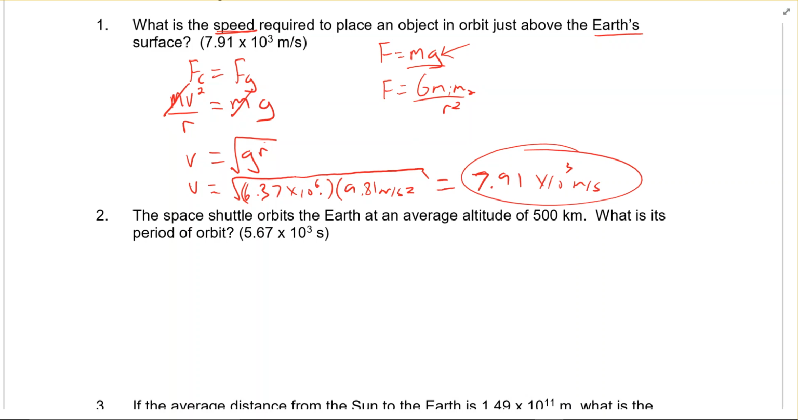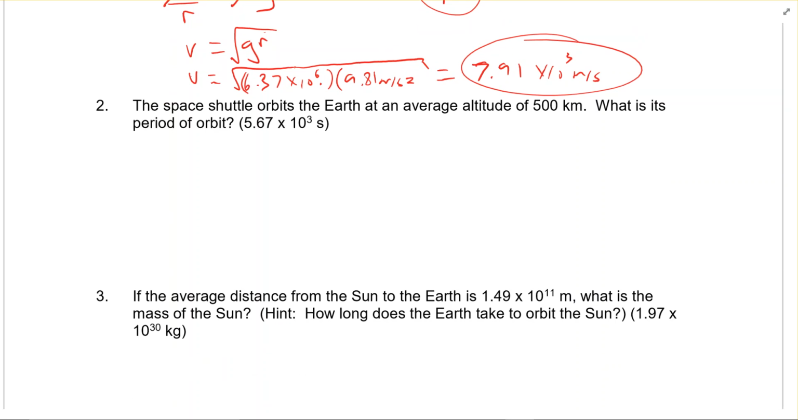So just to note here, if you would have chosen this one, that would have worked just as well. You would have got the same answer. You would have had to have the mass of the Earth in your question too. Okay, so the space shuttle orbits the Earth at an average altitude of 500 kilometers. What is the period of orbit?